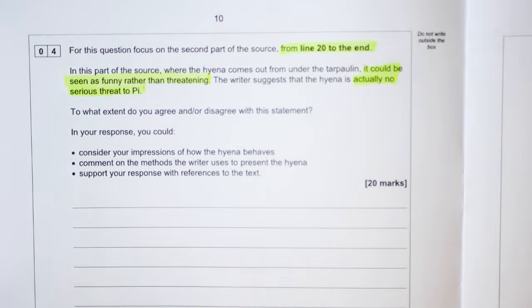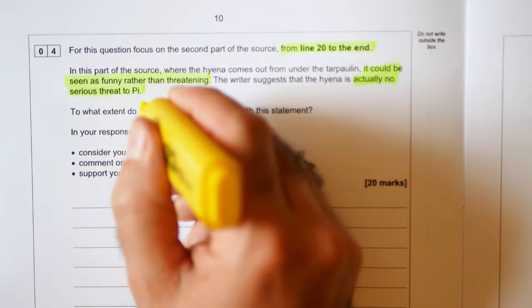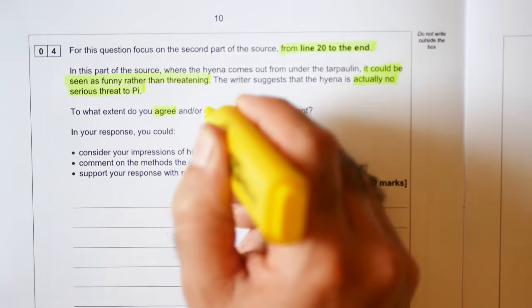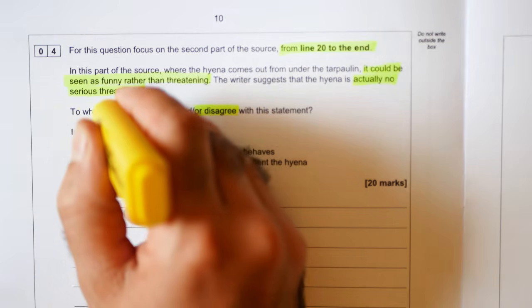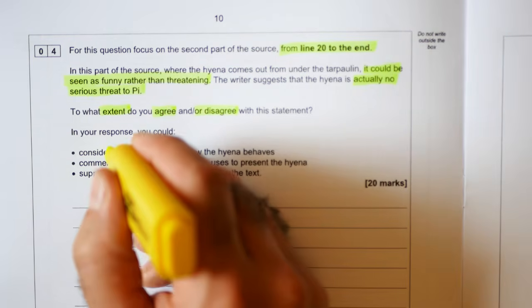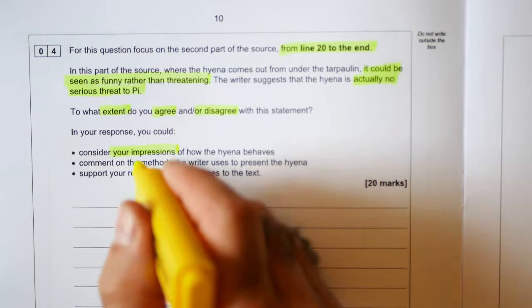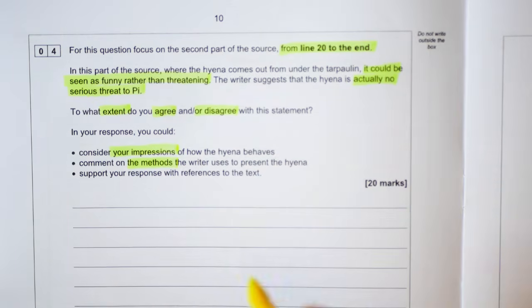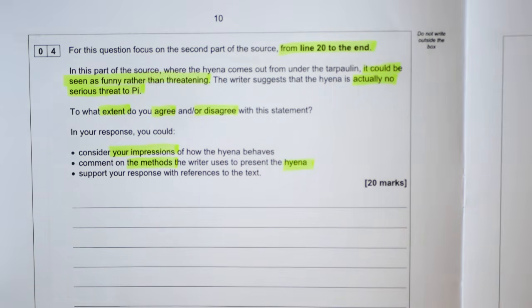Beneath this is the question itself, which asks you, to what extent do you agree and or disagree with this statement? Beneath the question, you'll see 3 bullet points reminding you of what to do. Consider your impressions of how the hyena behaves. Comment on the methods the writer uses to present the hyena. Support your response with references to the text.